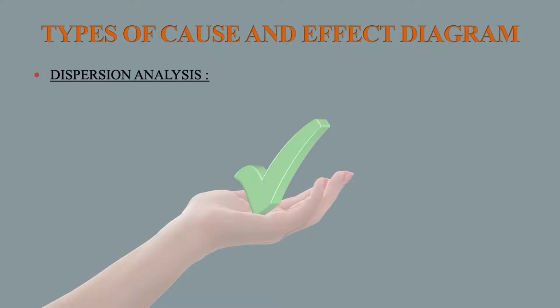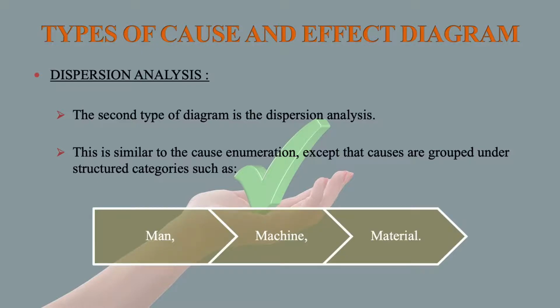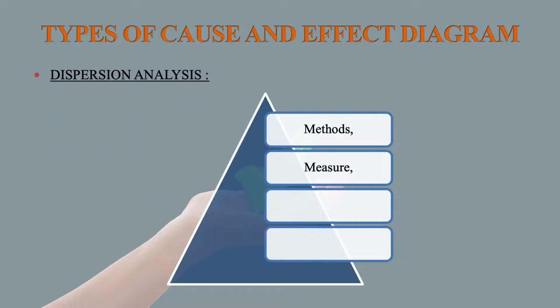Types of cause and effect diagram. Then the second one is dispersion analysis. The second type of diagram is the dispersion analysis. This is similar to the cause enumeration, except that causes are grouped under structured categories such as men, machine, material, methods, measure, management and value. This we have already discussed earlier.